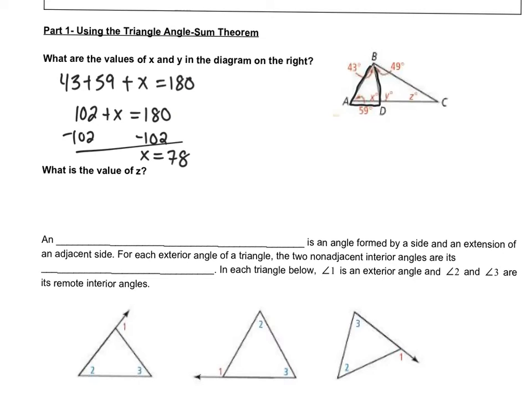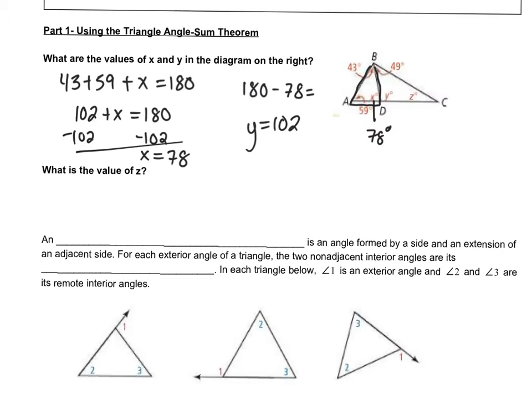Now, let's find y. If x is 78, x and y are a linear pair, which means they have a sum of 180. So to find the measure of y, we subtract 180 minus 78, and we get 102. So y is 102.